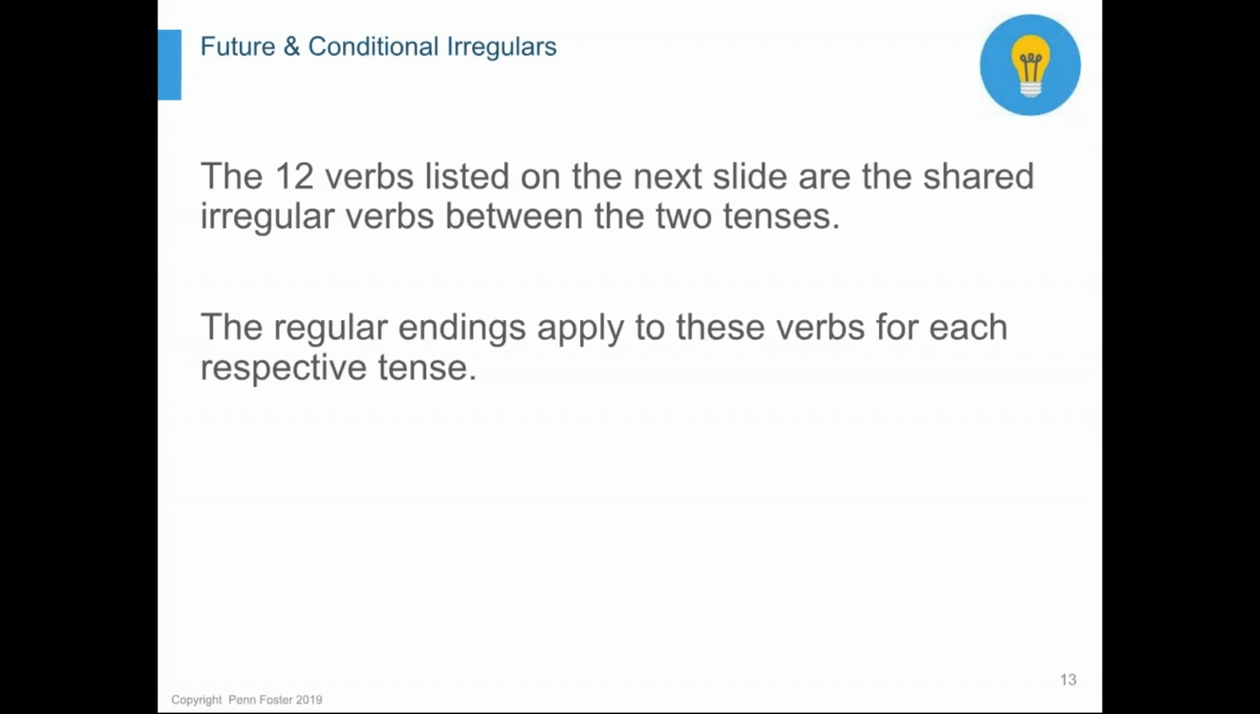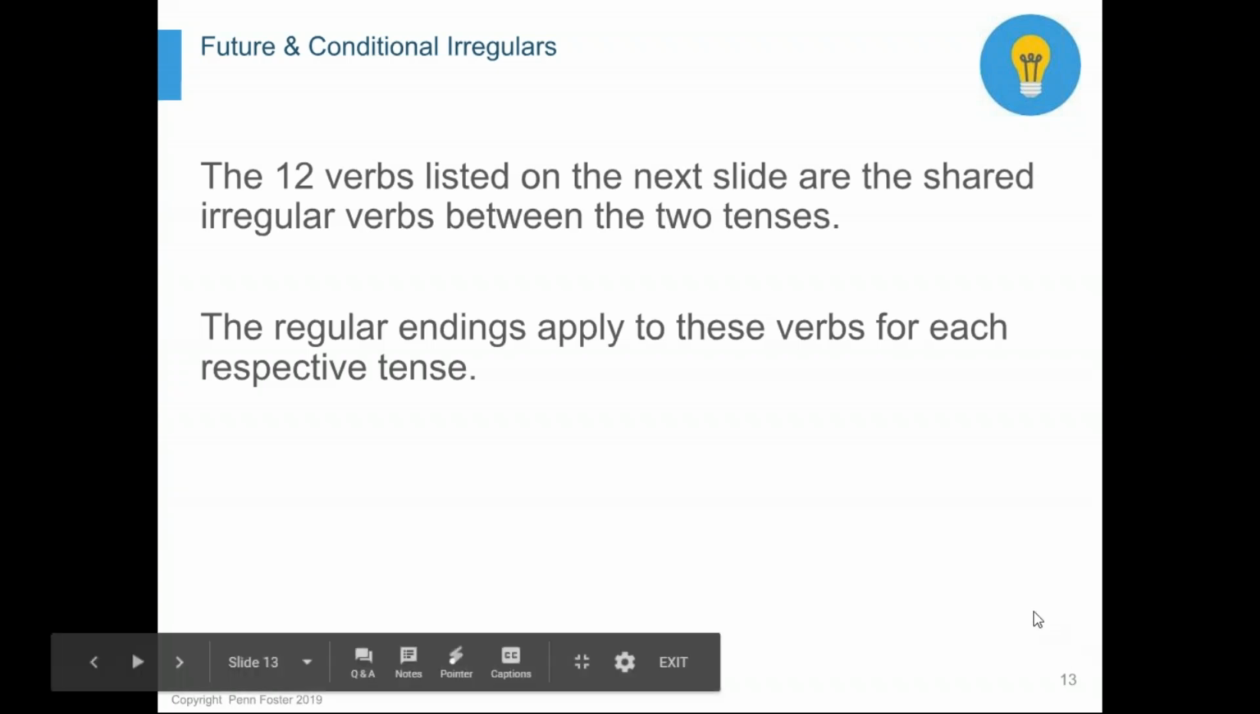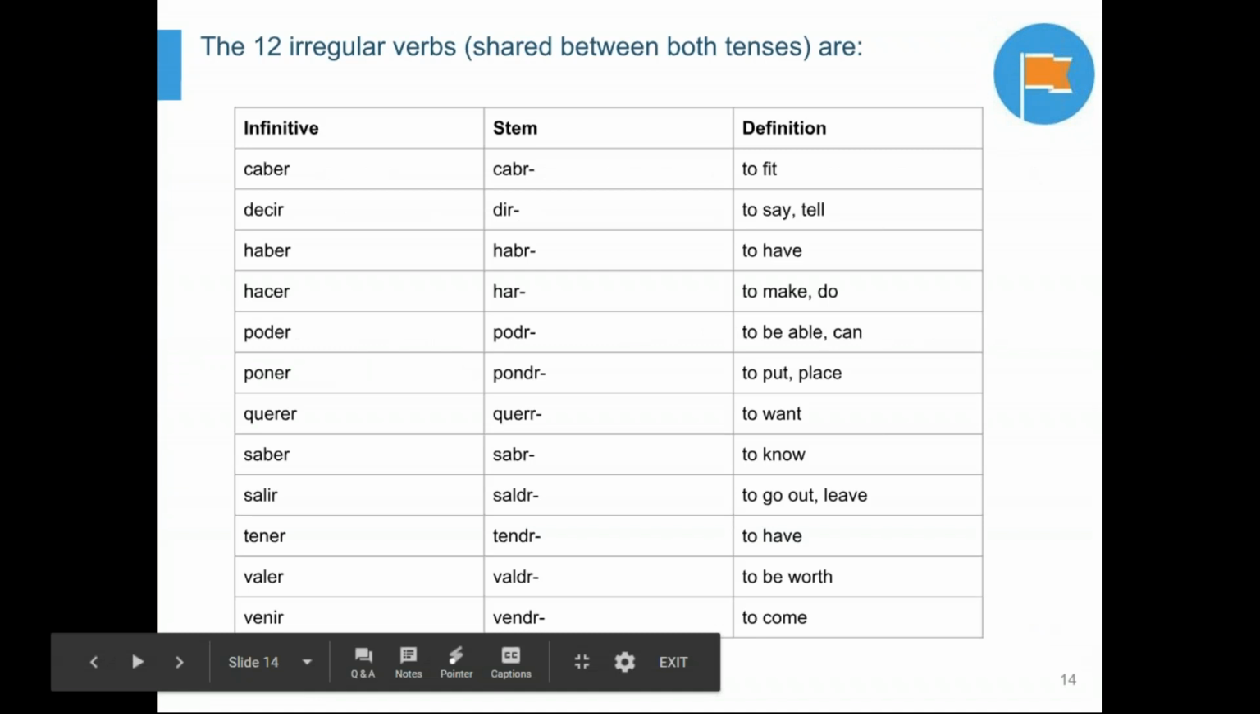All right, these verbs are considered to be irregular stem verbs. That means all of the letters that come before the AR, the ER, or the IR ending have something unusual about them. They are irregular in terms of their spelling. Okay, and we'll take a look at those now.